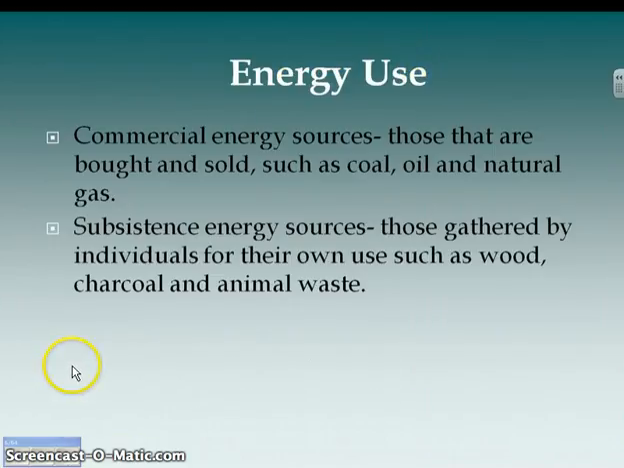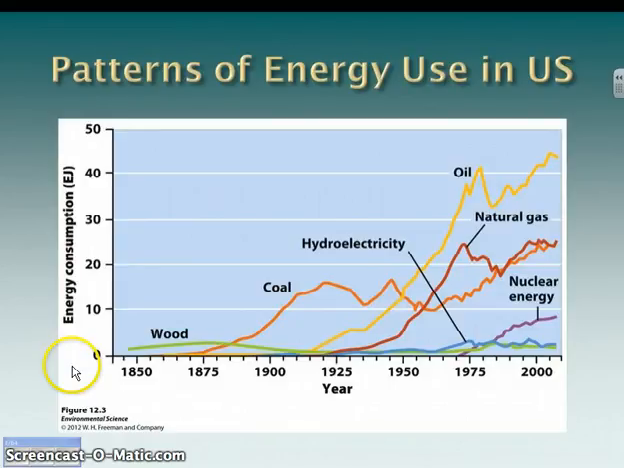But first, we do want to talk about two big categories. First of all, commercial energy, and then subsistence energy. Commercial energy is the kind of energy that can be bought or sold, such as coal, oil, and natural gas. They can be harvested, extracted from the earth, and sold for commercial use. Subsistence energy, though, is more on an individual basis. It's energy that people gather for their own personal use, like wood, charcoal, and animal waste. And subsistence energy sources are found primarily among people in developing countries. So as I said, we're going to take a look at energy usage patterns in the United States.